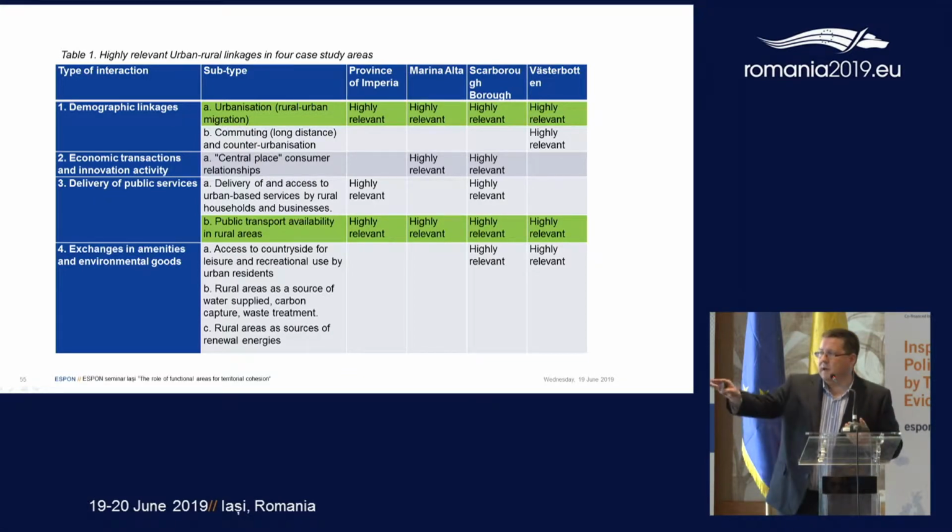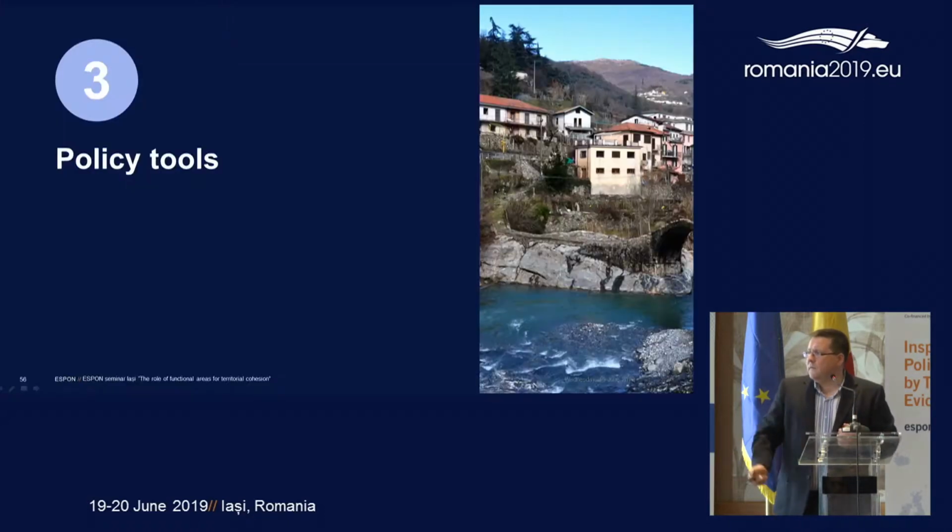but at the same time, each of the territories had other highly relevant areas. So if you go to Marina Alta and Scarborough, for example, consumer relationships, central place, and developing services, etc., these were all considered highly relevant as well. And if you look at the example of Västerbotten, this enormous territory, long-distance commuting was considered highly relevant. So we also had to tailor recommendations specifically to each of the territories. So again, sorry, the little picture there is Valarussia, which is this very small valley area within the broader province and region.